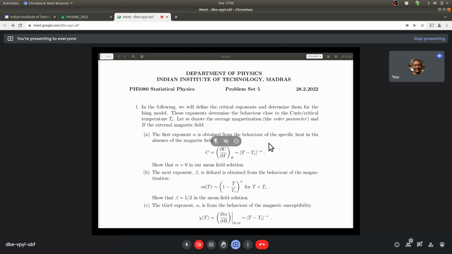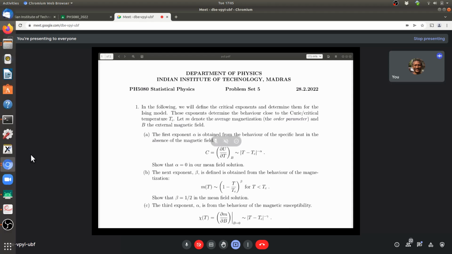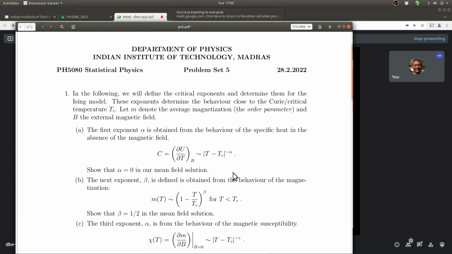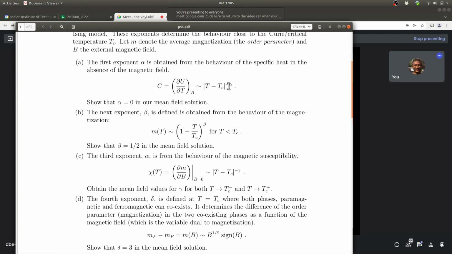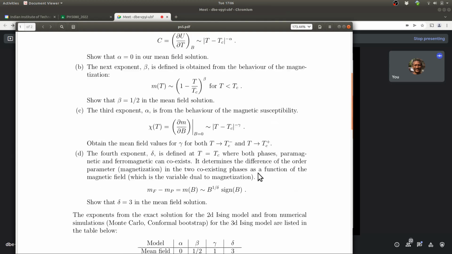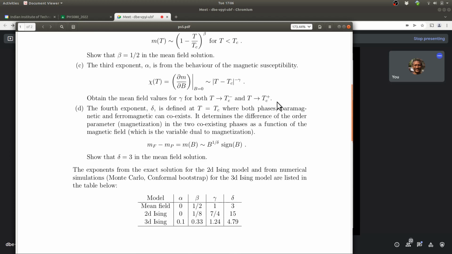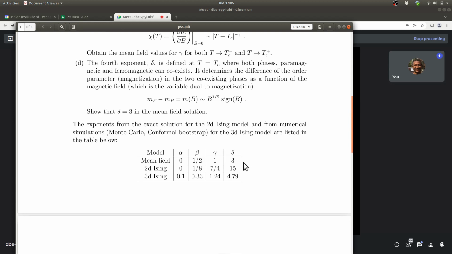So the first problem is basically to define exponents which are called alpha, beta, gamma, and delta. There are a few more, but okay. And so what we can do is we have an approximate solution, so we can compute alpha, beta, gamma, and delta for our mean field solution. And we will do the computation, and we will see that we'll get 0.